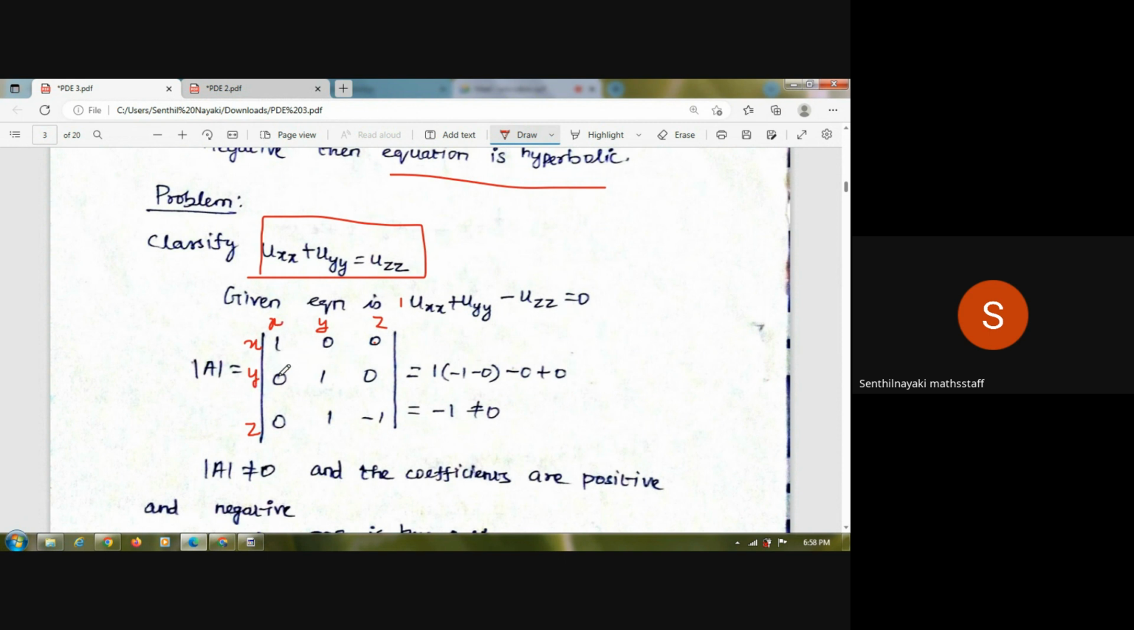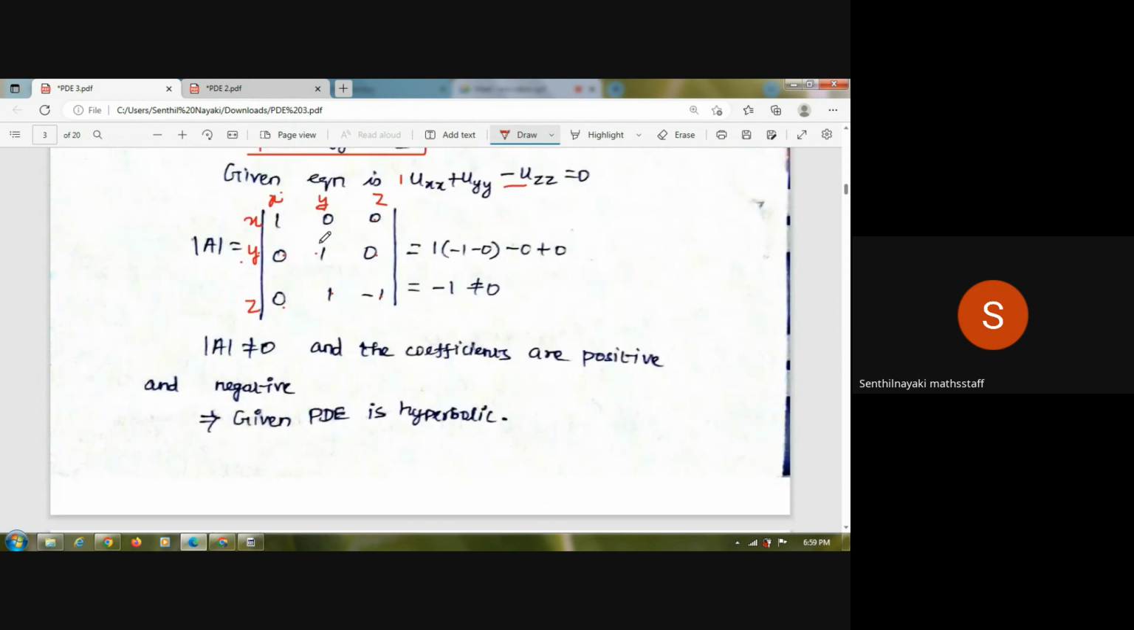And this term is y into x. There is no term for yx, so 0. And this term is y into y. So y into y means we have the term uyy, so the coefficient is again 1. This is yz, there is no term in uyz. Here zx, there is no term in uzx. Here zy, there is no term in uzy. Here uzz, there is a term in uzz, the coefficient is minus 1.